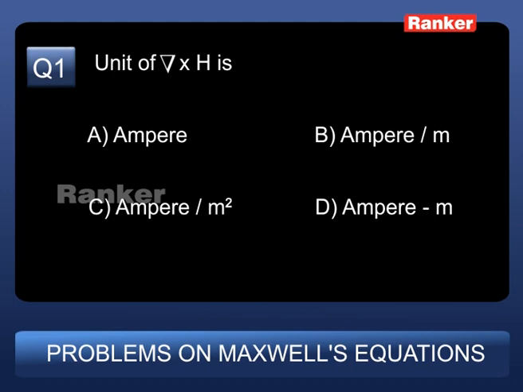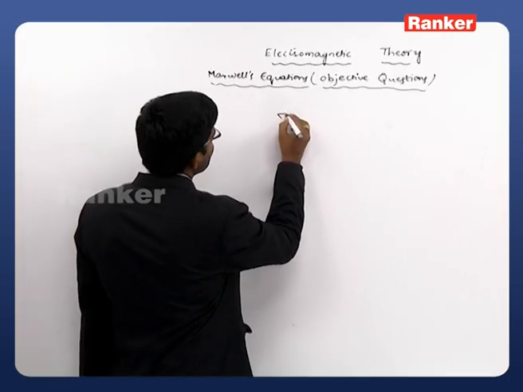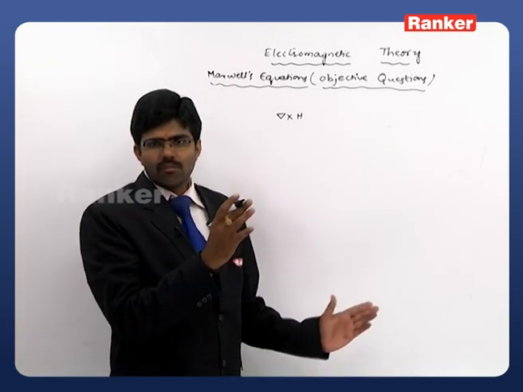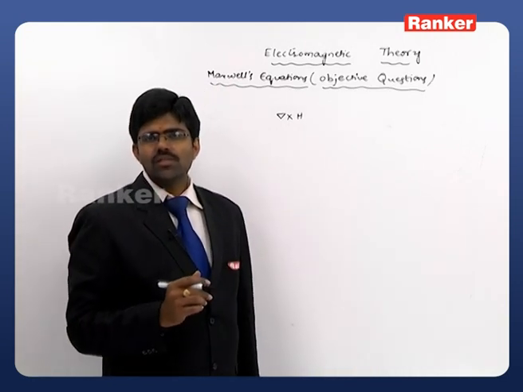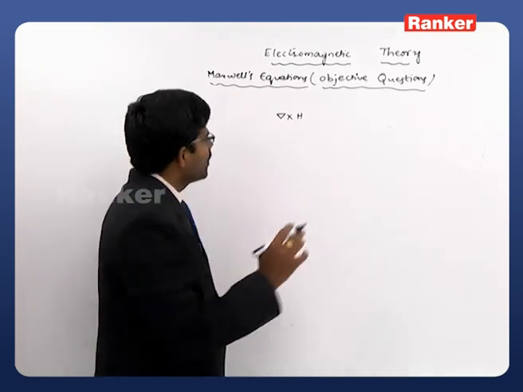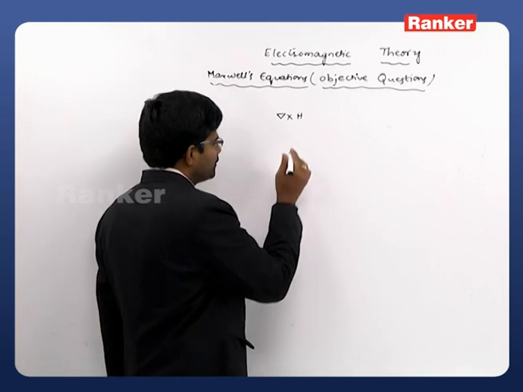What I do is, first I will try to analyze what is del cross H which is given to us. Del cross H is the curl of H, the magnetic field intensity. What are the units of our magnetic field intensity? Ampere per meter. So keep it in mind. Try to apply a curl to that one.